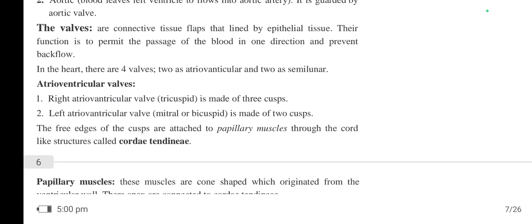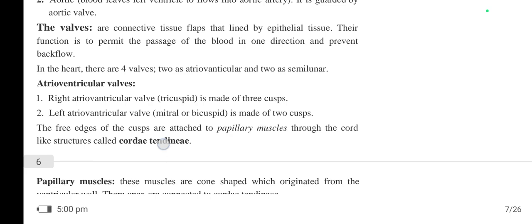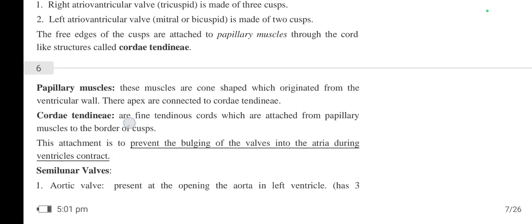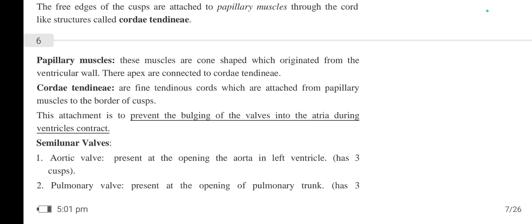The valves are connective tissue flaps lined by epithelial tissue. Their function is to permit the passage of blood in one direction and prevent backflow. In the heart there are 4 valves: 2 atrioventricular and 2 semilunar. Atrioventricular valves: the right atrioventricular valve, the tricuspid, is made of 3 cusps. The left atrioventricular valve, the mitral or bicuspid, is made up of 2 cusps. The free edges of the cusps are attached to the papillary muscles through cord-like structures called chordae tendineae.